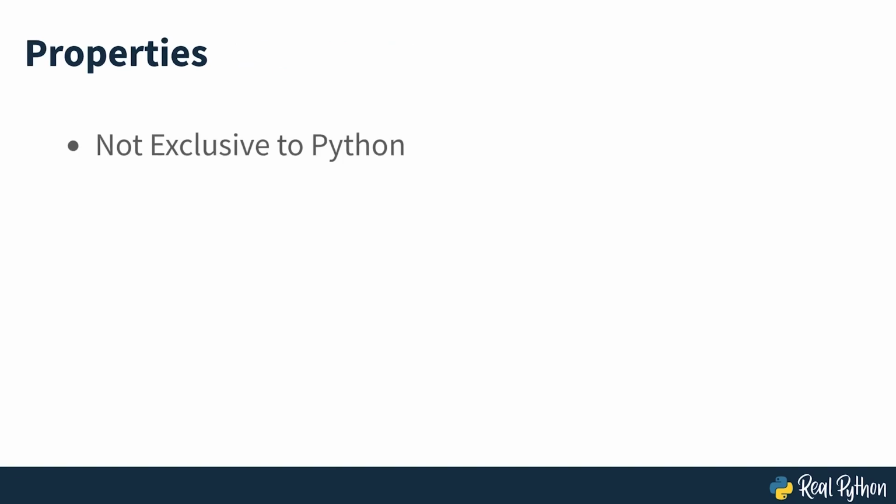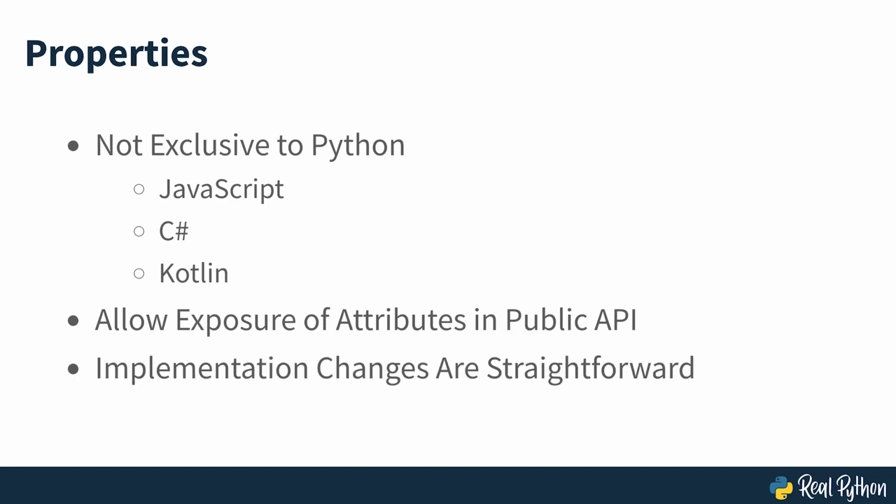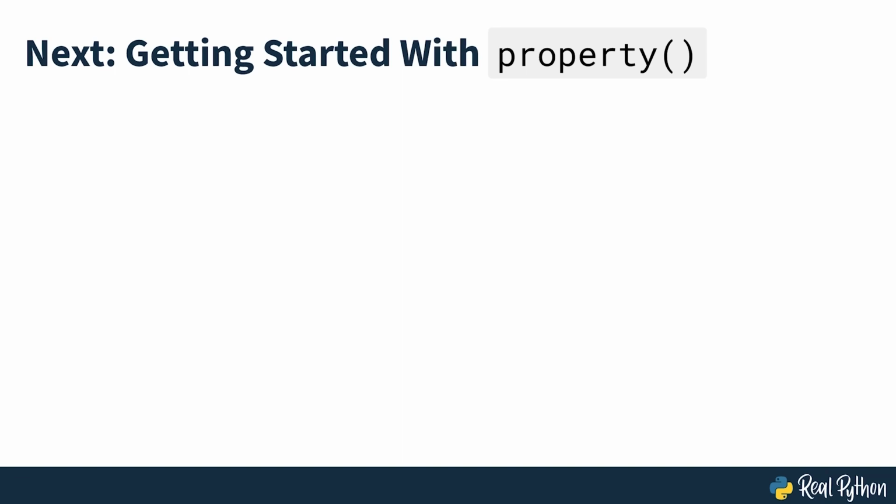Note that properties aren't exclusive to Python. Languages such as JavaScript, C#, Kotlin, and others also provide tools and techniques for creating properties as class members. The main advantage of Python properties is that they allow you to expose your attributes as part of your public API. If you ever need to change the underlying implementation, then you can turn the attribute into a property at any time without much pain. In the next section of the course, you'll start working with properties in Python.